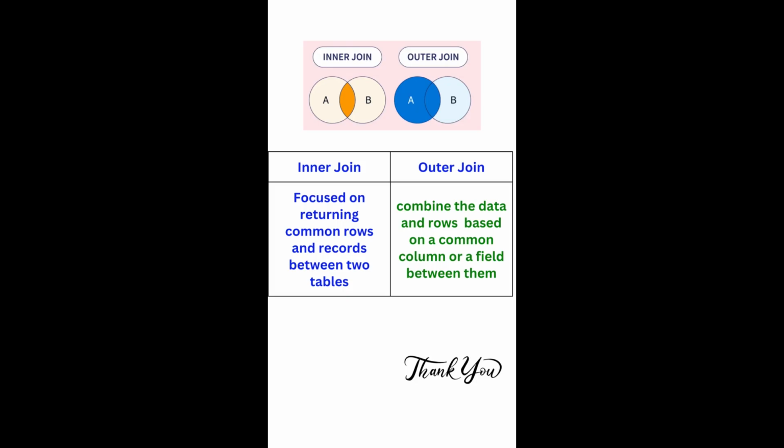Inner join versus outer join. Inner join focuses on returning common rows and records between two tables. Outer join combines the data and rows based on a common column between them.